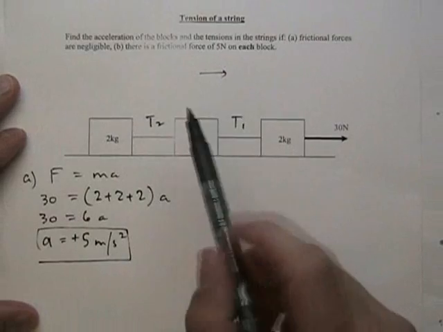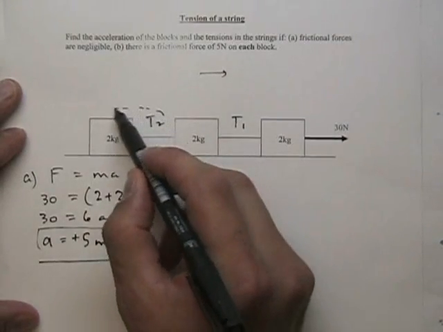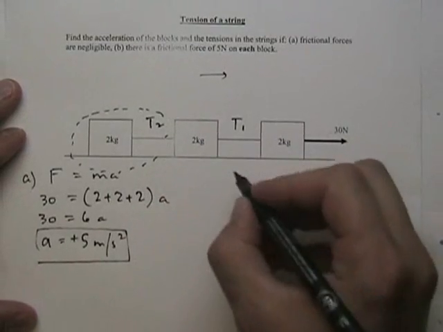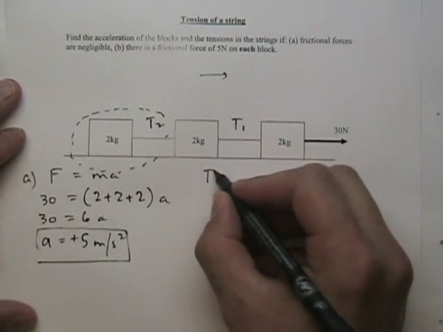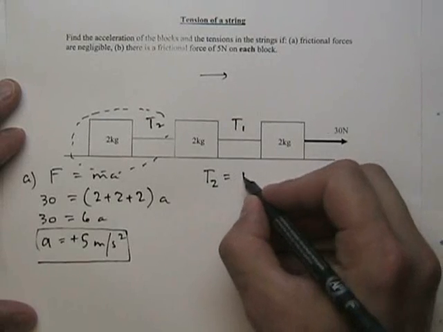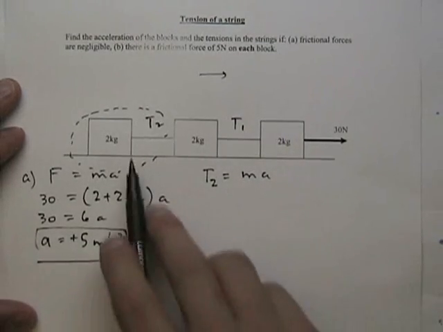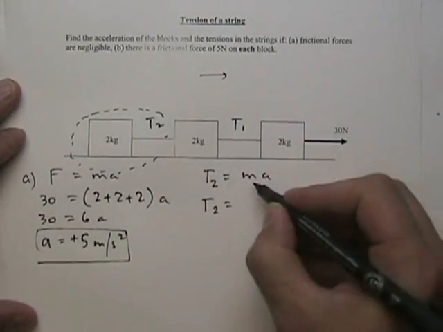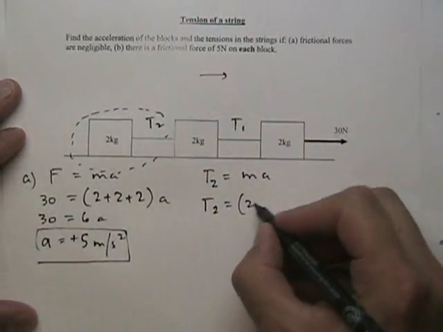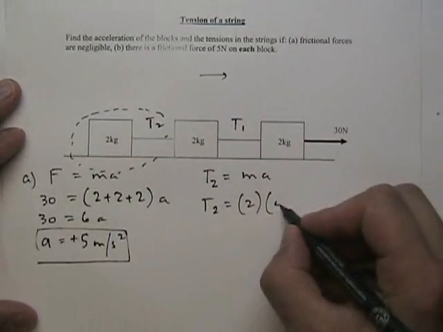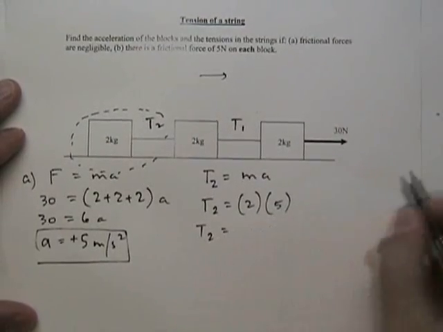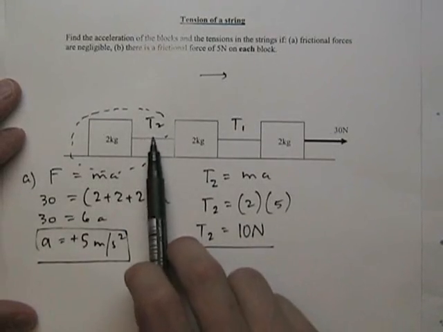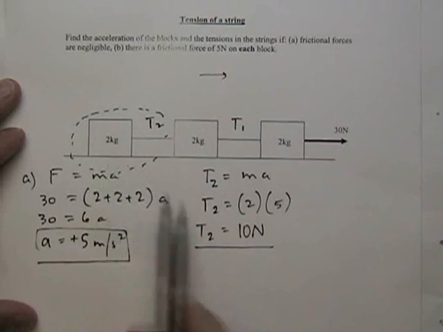We want to find the tensions. What you do is you go back to the original picture and circle which tension you're looking for. In this case, I'm going to find T2. Well, T2 is going to be F equals ma as well. You know your acceleration, you just found it. T2 is what you're looking for, and your mass is 2. Your acceleration is 5. So tension 2 is 10 newtons. So that means this rope here is pulling this mass at 10 newtons.